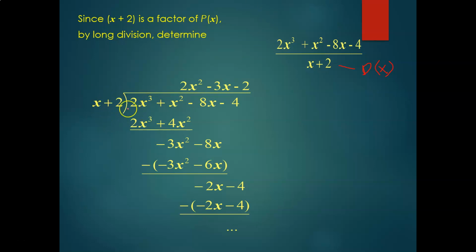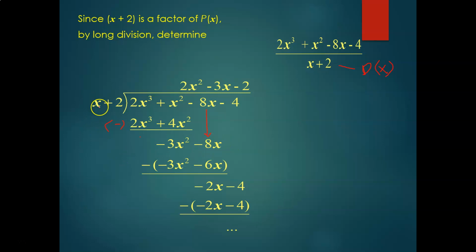X time berapa dapat 2x kuasa 3? X times 2x square. You get 2x cube over here. Okay, so baki dia yang plus 2 ni, you multiply with 2x. 2 times 2x square, you get 4x square over here. Sekali lagi, we subtract. Okay, tolakkan dia. So this one become nil. And then x square minus 4x square, you get negative 3x square. And this one bawa turun, you have negative 8x.